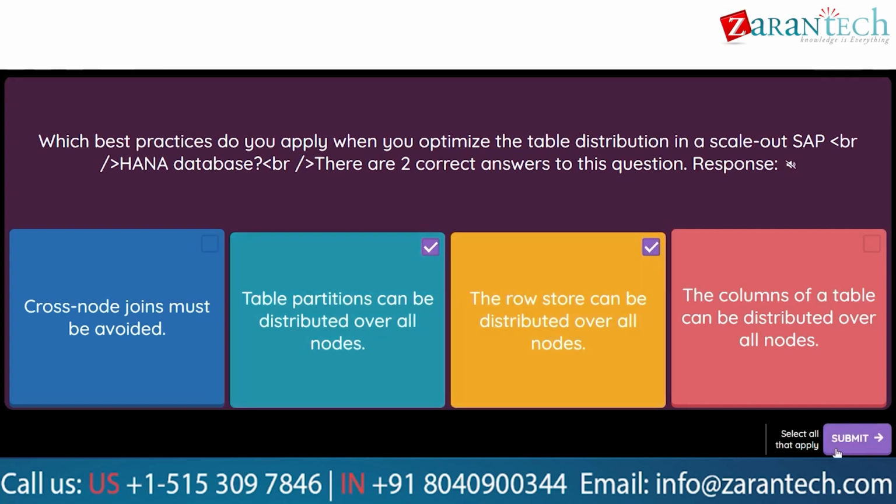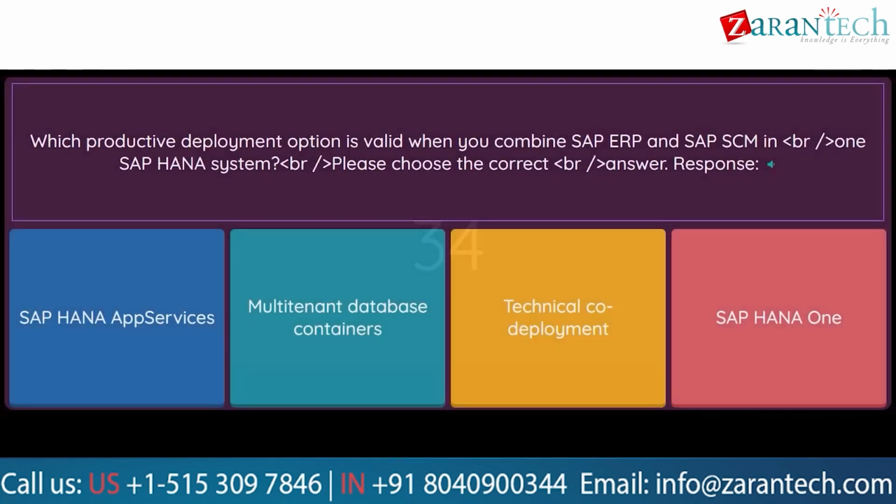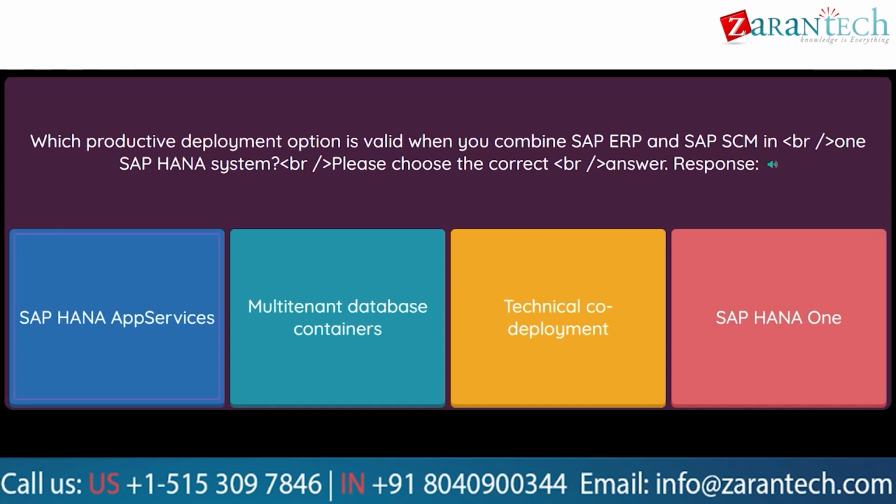Question: which productive deployment option is valid when you combine SAP ERP and SAP SCM in 1 SAP HANA system? Please choose the correct answer. Response. Option 1 SAP HANA App Services. Option 2 Multi-tenant database containers. Option 3 Technical co-deployment. Option 4 SAP HANA 1.